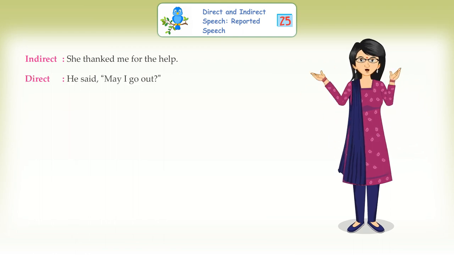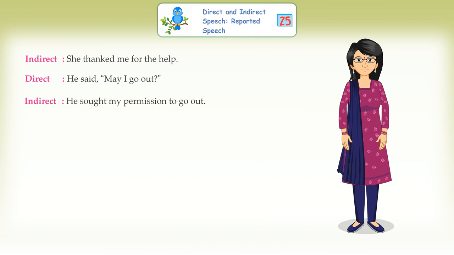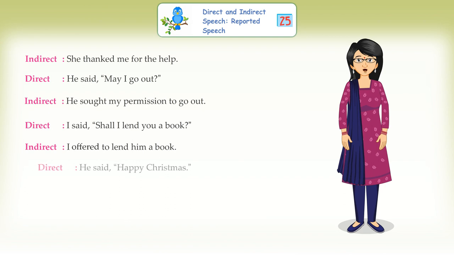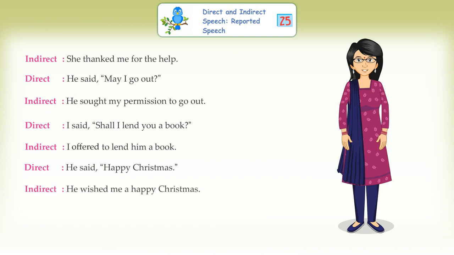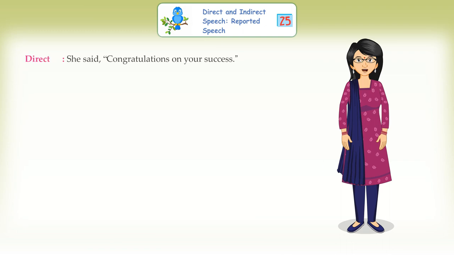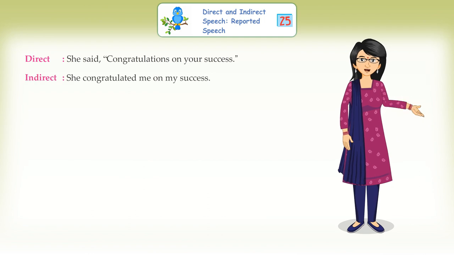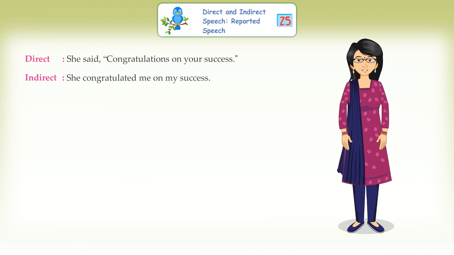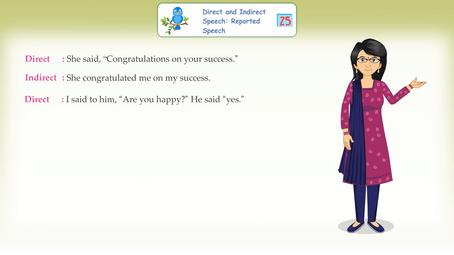Direct. He said, "May I go out?" Indirect. He sought my permission to go out. Direct. I said, "Shall I lend you a book?" Indirect. I offered to lend him a book. Direct. He said, "Happy Christmas." Indirect. He wished me a happy Christmas. Direct. She said, "Congratulations on your success." Indirect. She congratulated me on my success.